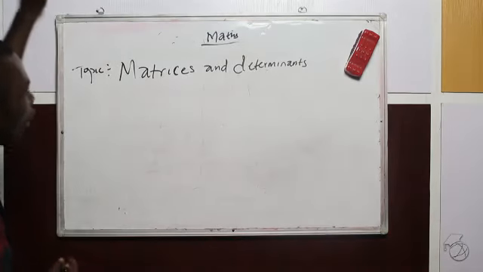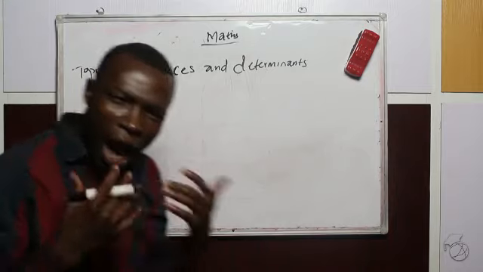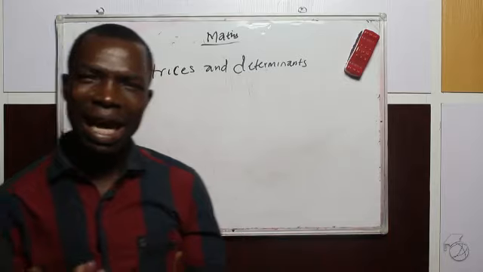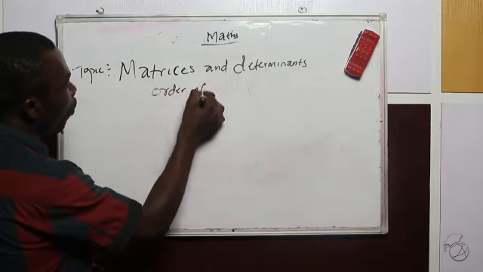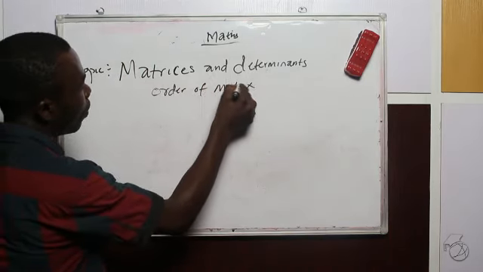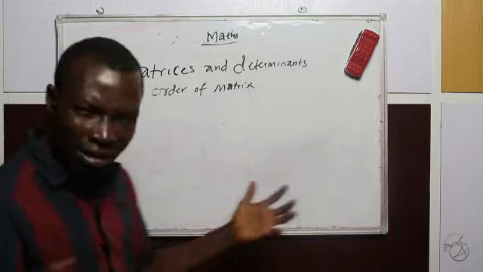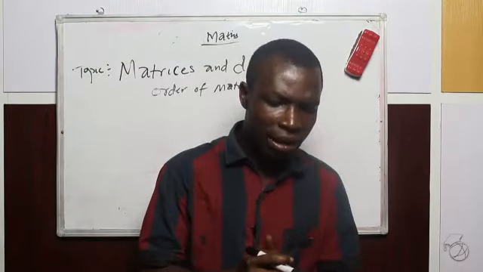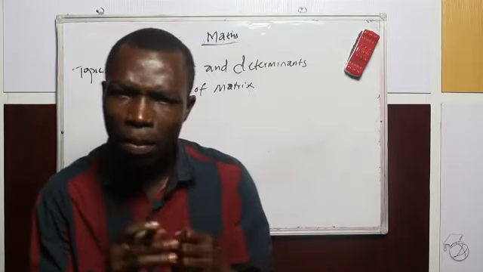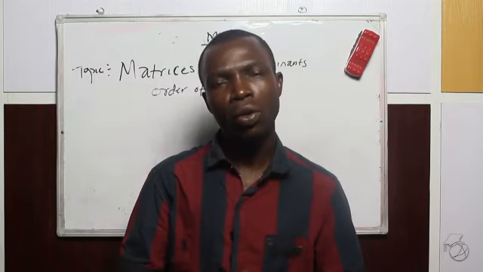Therefore, how do we know their order of arrangement? How do we know how they are being aligned? How do we know their pattern? That gives us what is called the order of a matrix. The order of a matrix means the arrangement of the elements of a matrix in terms of rows and columns.